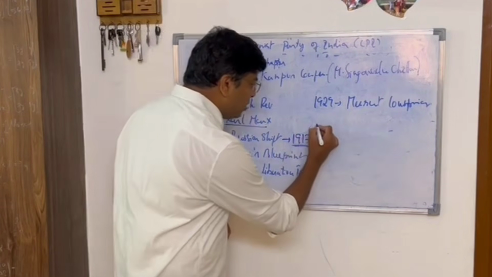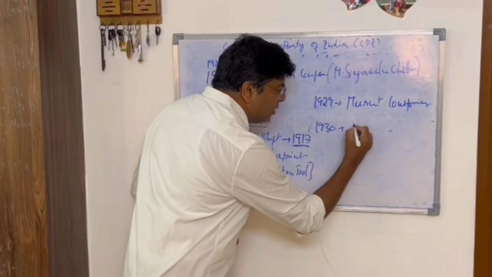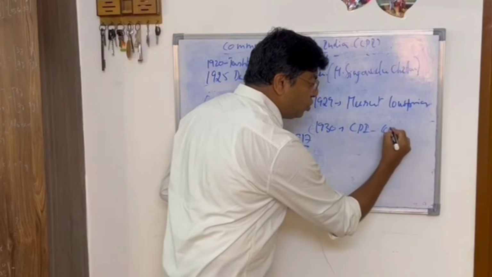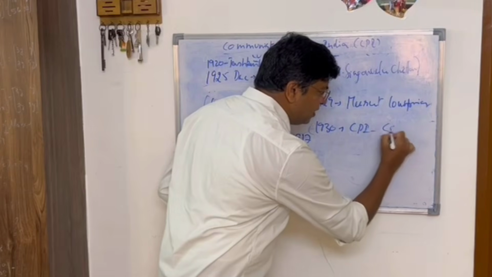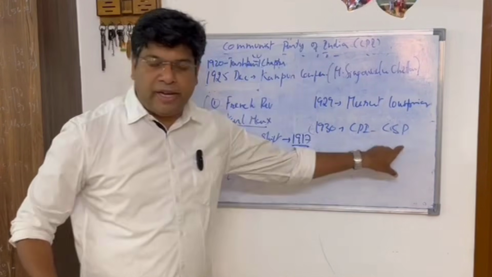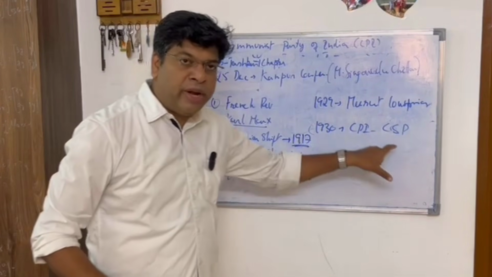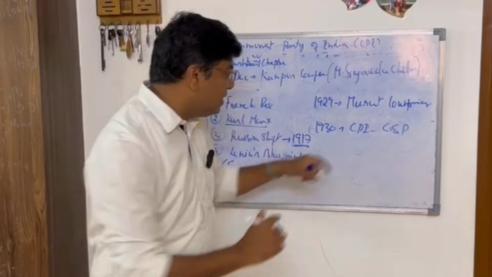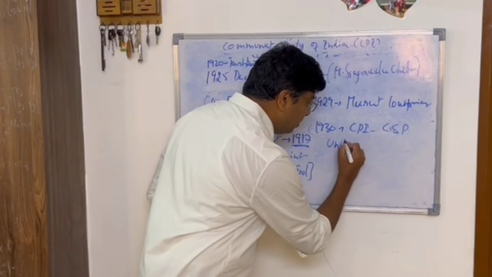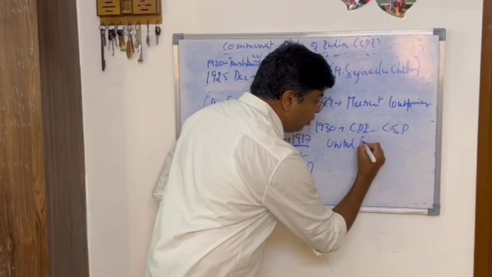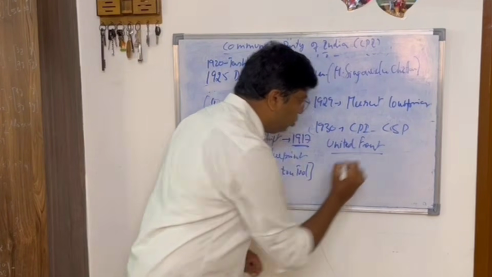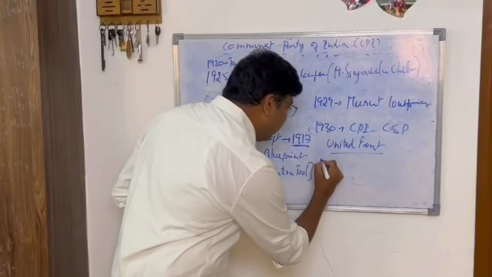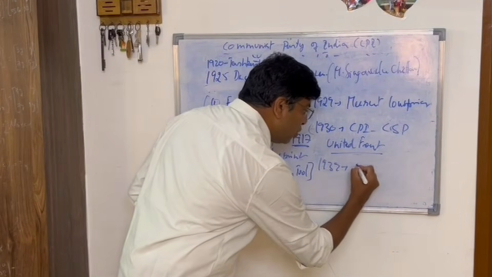And what happened next was in 1930, CPI joined hands with the Congress Socialist Party. I'll just call it CSP, Congress Socialist Party. Both of them joined hands to fight against British imperialism, and they called this a united front. This is another important topic, the united front. But in the year 1939 this united front collapsed.